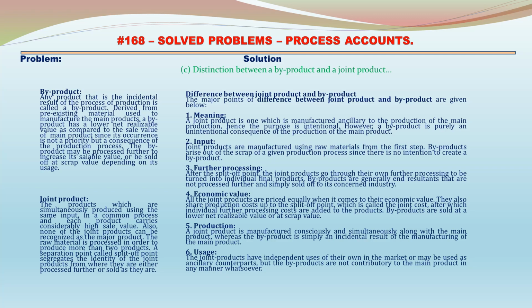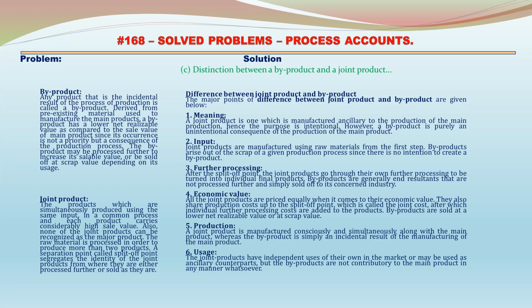Difference between joint products and byproducts. The major points of difference between joint product and byproduct are given below. 1. Meaning: a joint product is one which is manufactured along with the main product, hence its purpose is intentional. However, a byproduct is purely an unintentional consequence of the production of the main product. 2. Input: joint products are manufactured using raw materials from the first step. Byproducts arise out of the scrap of a given production process, since there is no intention to create a byproduct.